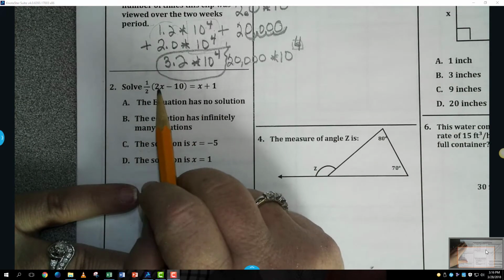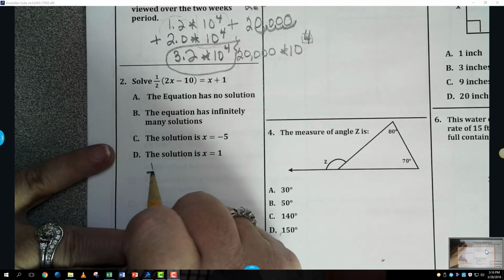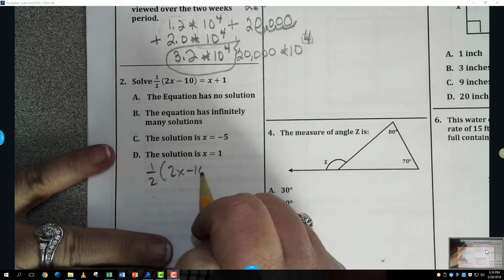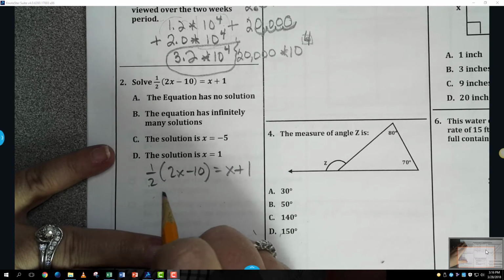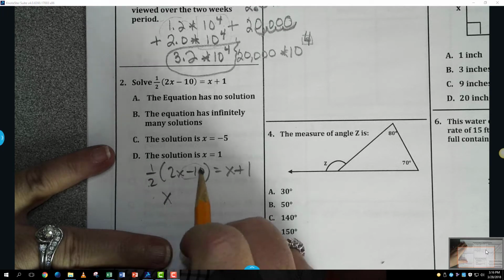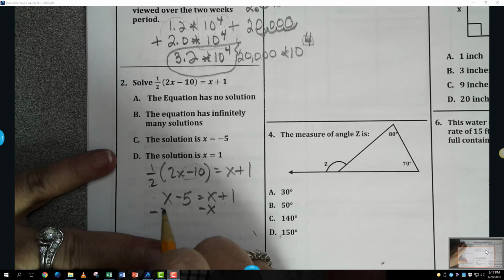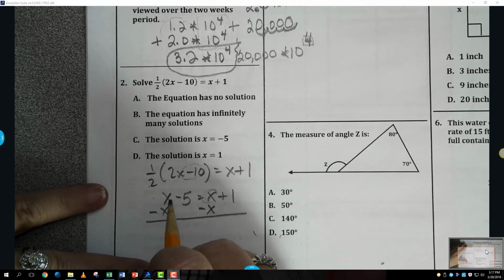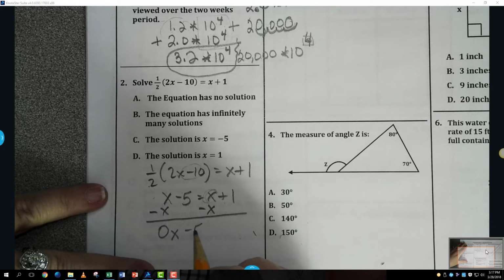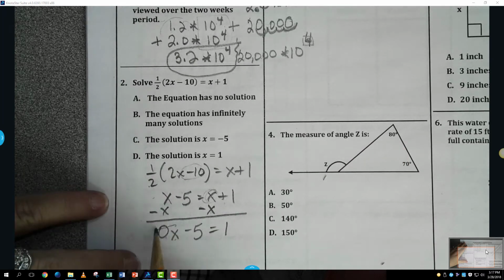Number 2, solve 1/2 times the quantity 2x minus 10 equals x plus 1. So I have 1/2 times that quantity. Okay, 1/2 times 2x is just x. 1/2 times negative 10 is negative 5. Get all my variables over to the same side. I'm taking this x and eliminating it. When I do that, I get 0x minus 5 equals 1. However, 0x is just plain 0, which I didn't need to write down at all.